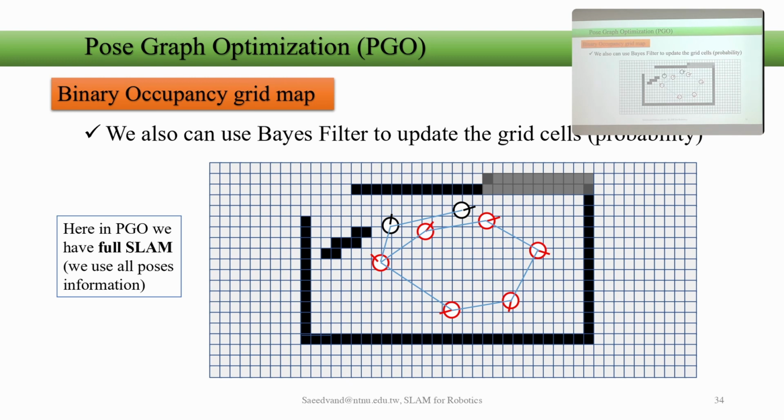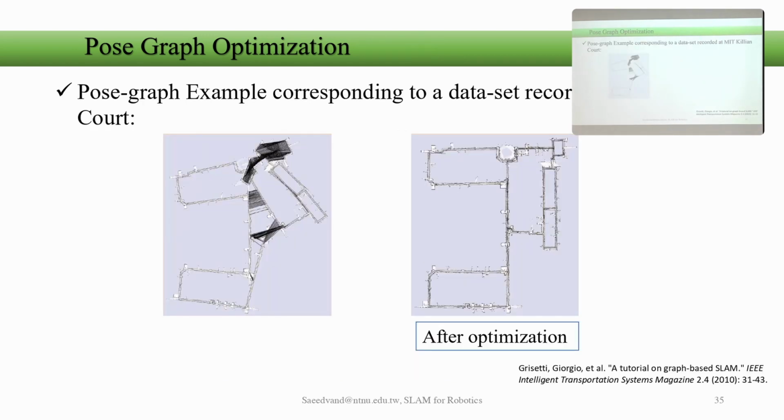So pose graph optimization, then mapping, and after mapping, I have some points here. Here in pose graph optimization, we're using full SLAM, not only the belief and predicted beliefs, so that we can have a much more accurate one.